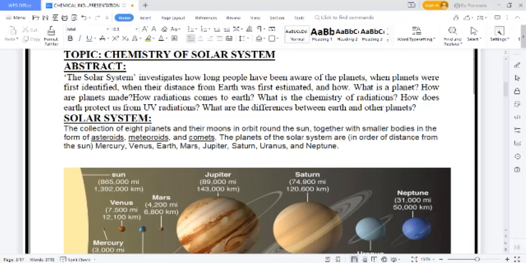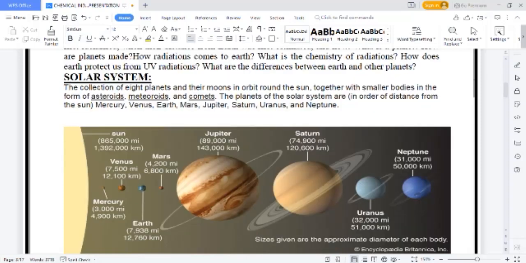And here is the picture of the planets according to the distance from the sun. And these planets are given according to size.